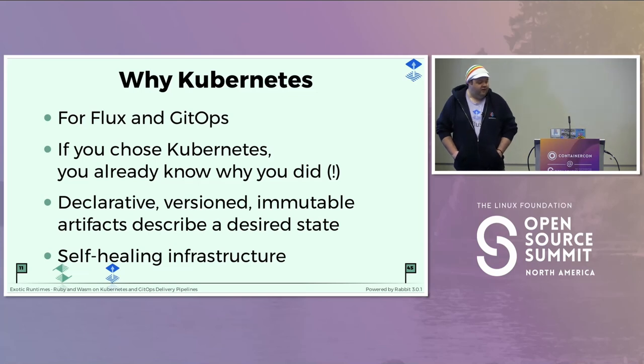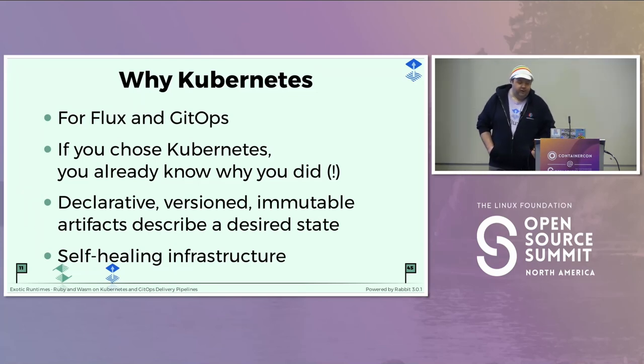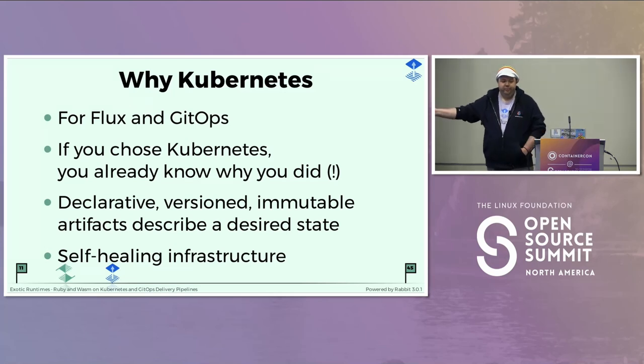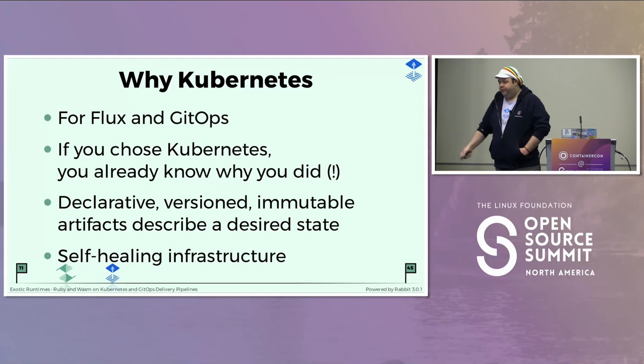Okay, so why Kubernetes? For me, the answer is I'm a Flux maintainer, and you have to have Kubernetes to run Flux on it. So if you chose Kubernetes, you probably already know why you did. But if you haven't or you're thinking about it, this is a really brief summary of Kubernetes and GitOps together. You have declarative, versioned, immutable artifacts that describe your desired state, and your infrastructure is self-healing.